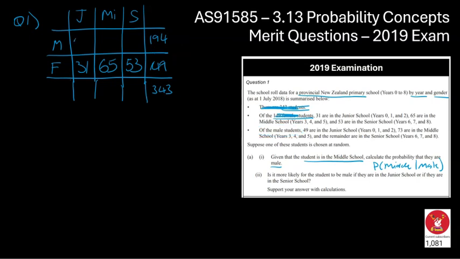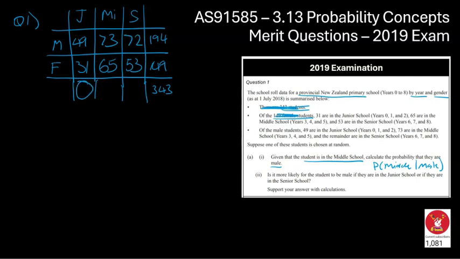49 of them are in the junior school. So there's the 49. We've got 73 in the middle school. And then it just is the remainder in the senior school. So 73 is actually the last number that we've got there. So the first thing we can figure out is the senior portion, by doing 194 minus my other two numbers. And when I do that, I get to 72.